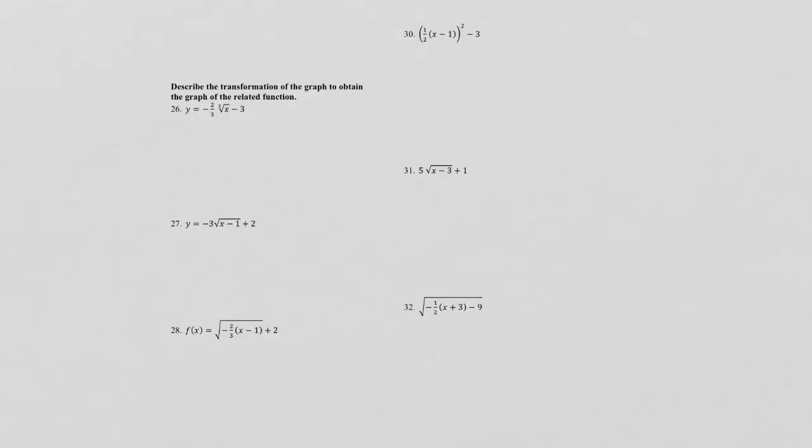Alright, I'm going to skip 26 through 32. It's the describe the transformation of the graph. I think you guys can handle it. Just as a hint, what you guys need to do is find B, H, A, and K for each one, and then from that, tell me what happened to the graph. So just a quick example. I'm not going to solve it or write it.